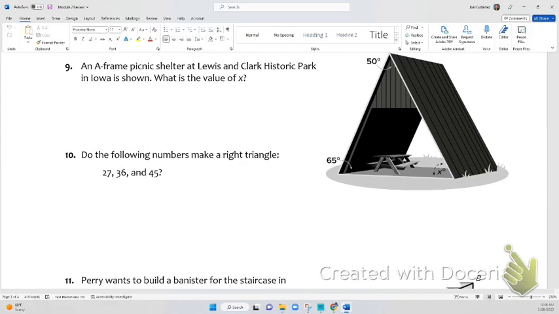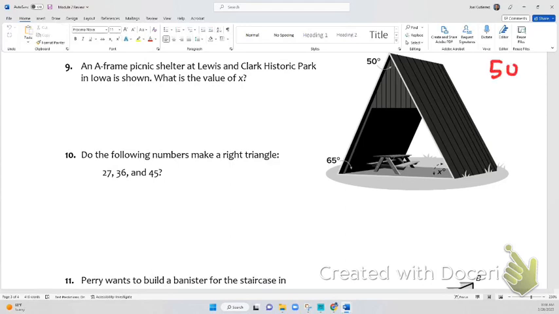Alright, so moving on to number 9, it says an A-frame picnic shelter at Lewis and Clark Historic Park in Iowa is shown. They want to know what is the value for x. So you'll notice it is in the shape of a triangle. The interior angles must add up to 180.